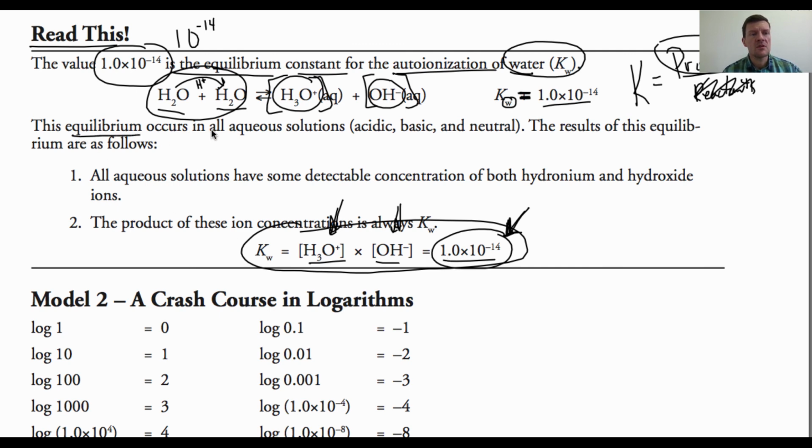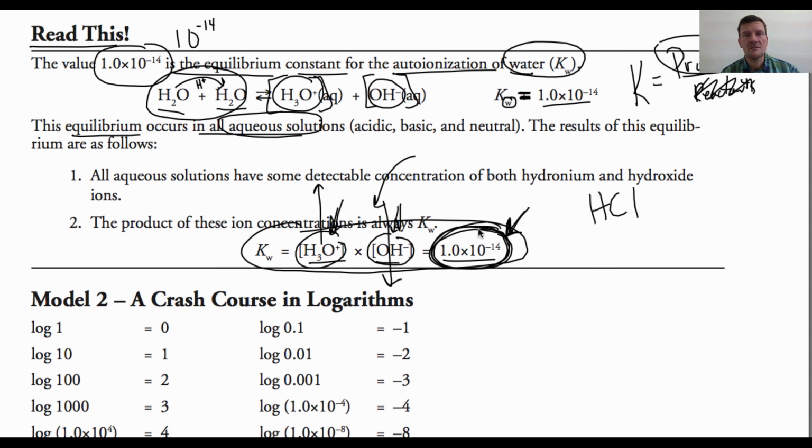This equilibrium occurs in all aqueous solutions. It doesn't matter if you now add something to pure water. If you add something to pure water, these two concentrations may change, but their product is always going to be 10 to the negative 14. So if you add something to water, like if you add HCl to water, the concentration of one of them may go up, but that means the concentration of the other has got to go down to keep the product of the two equal to 10 to the negative 14.